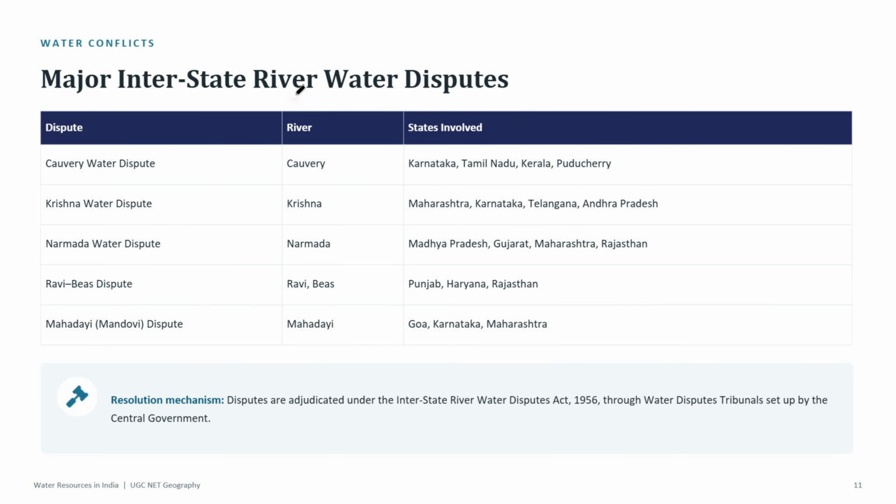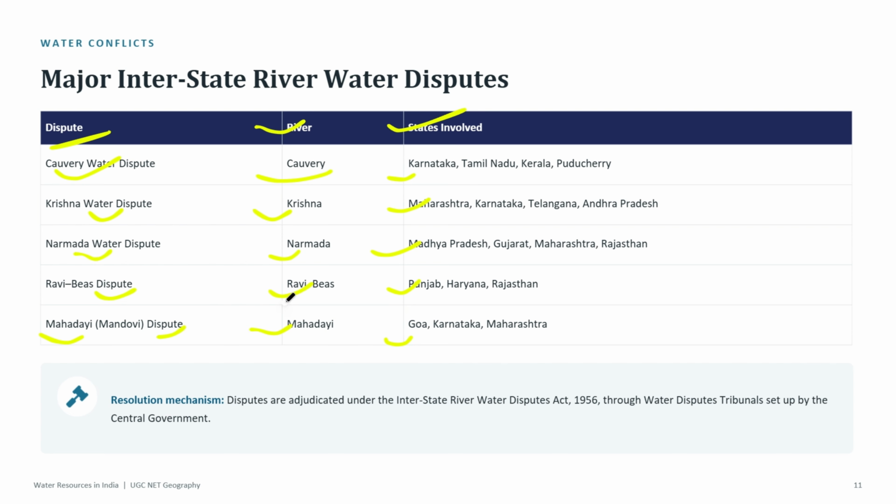Okay, major interstate river water disputes, river and states involved. Kaveri water dispute, river Kaveri, states involved Karnataka, Tamil Nadu, Kerala, Puducherry. Krishna water dispute, river Krishna, states Maharashtra, Karnataka, Telangana and Andhra Pradesh. Narmada water dispute, Narmada, Madhya Pradesh, Gujarat, Maharashtra and Rajasthan. Ravi and Beas dispute, Ravi and Beas rivers, Punjab, Haryana and Rajasthan. Mahadayi, also known as Mandovi dispute, river Mahadayi, Goa, Karnataka and Maharashtra.